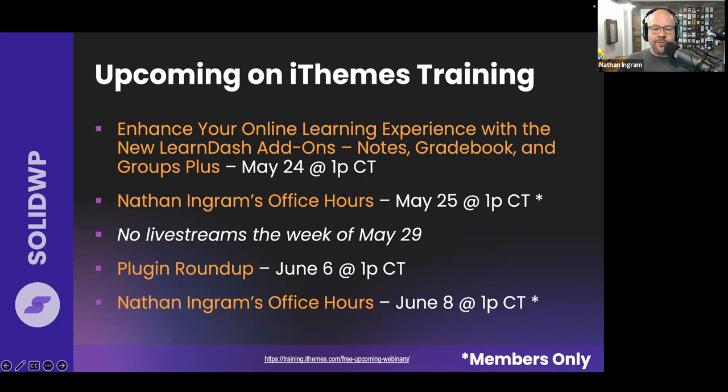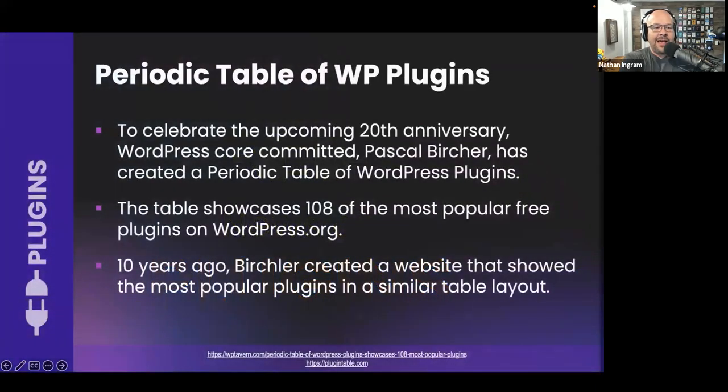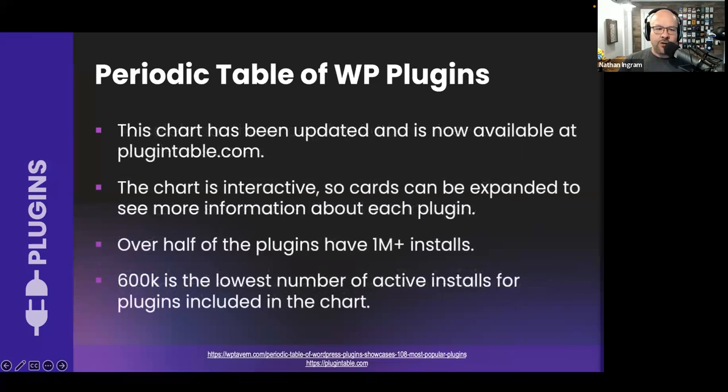All right, let's get on to some news from plugins. Several interesting things have happened. To celebrate the 20th anniversary of WordPress core, Pascal Bircher, who is a WordPress core committer, has created the periodic table of WordPress plugins. He's done something like this in the past, and he's updated it now for the 20th anniversary celebration. It's a periodic table that showcases the 108 most popular free plugins on WordPress.org. So he's updated the chart from 10 years ago. It's interactive, so you can click on the plugin elements and get some more information about each one. Over half the plugins have 1 million installs.